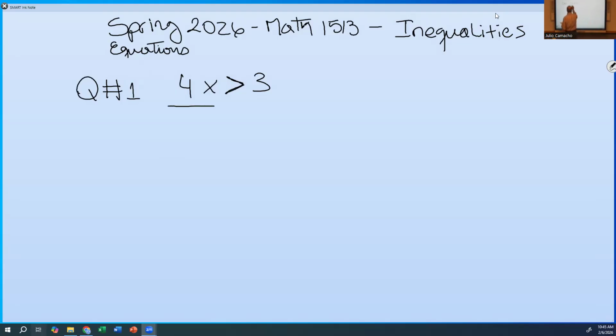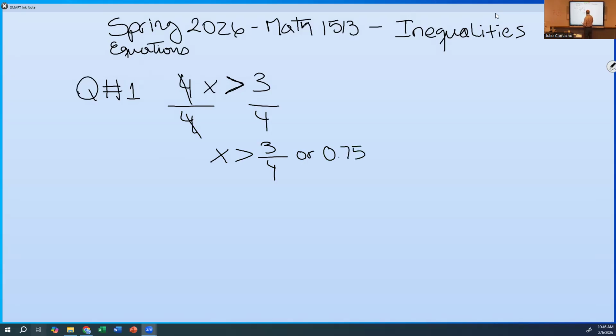Exactly. I divide by 4 both sides. And when I do that, these two 4s cancel. And my answer is that x is greater than 3 over 4. And somebody can find this in your calculator, 3 divided by 4. You don't have a calculator? Remember, when you come to class, you have calculators available for you. So it will be 0.75.